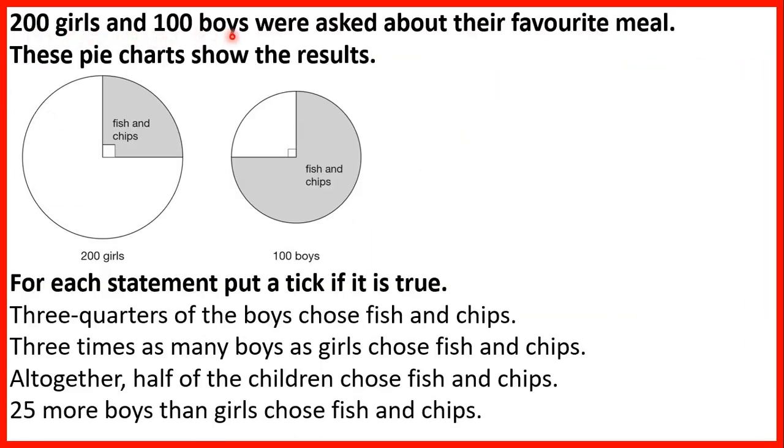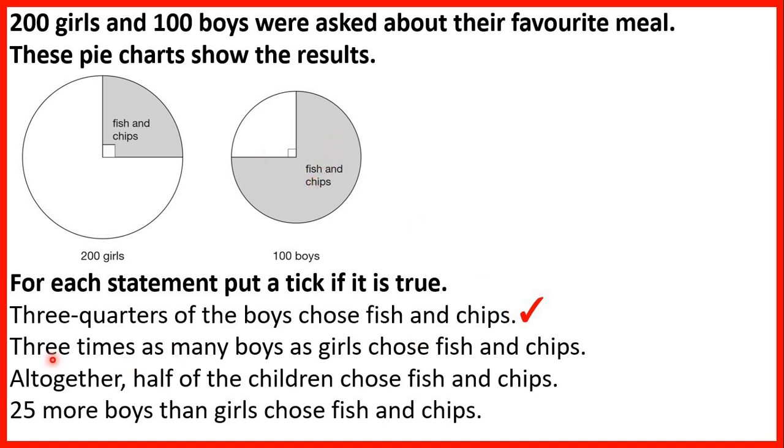200 girls and 100 boys were asked about their favourite meal. These pie charts show the results. For each statement, put a tick if it is true. 3/4 of the boys chose fish and chips. So the boys' pie chart is this one here. And we can see that that's 3/4, so this first statement is true. We know that this is 3/4 because we can see a right angle in the section that is not fish and chips. And if we have a right angle in a pie chart, that shows 1/4. And if 1/4 didn't choose fish and chips, then we know that 3/4 did.